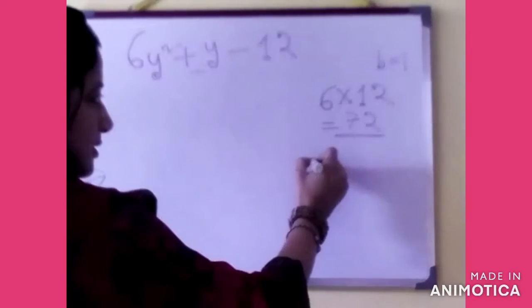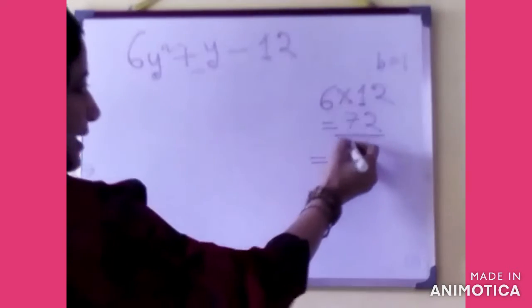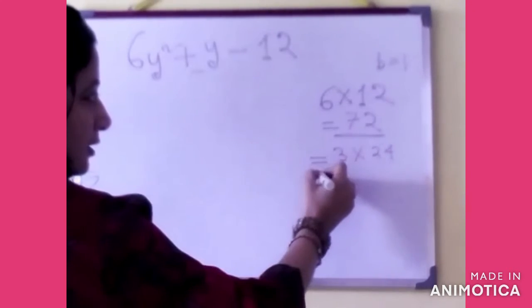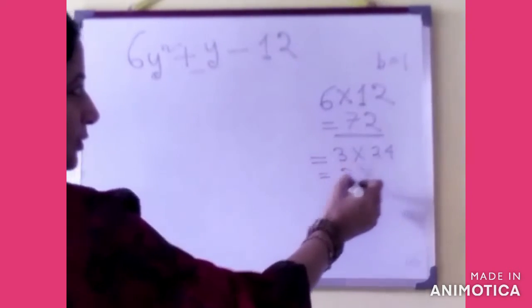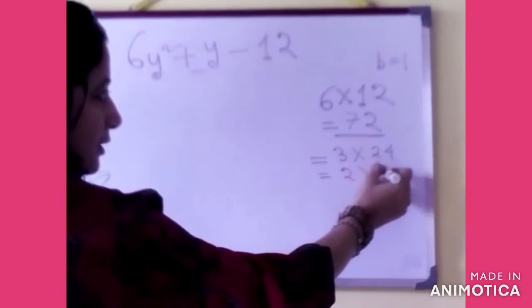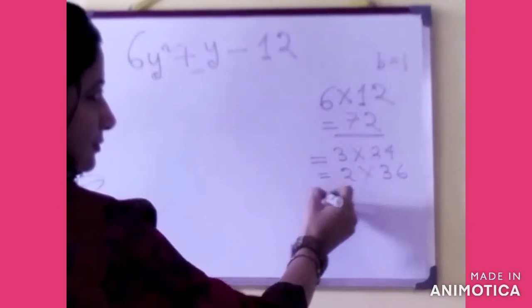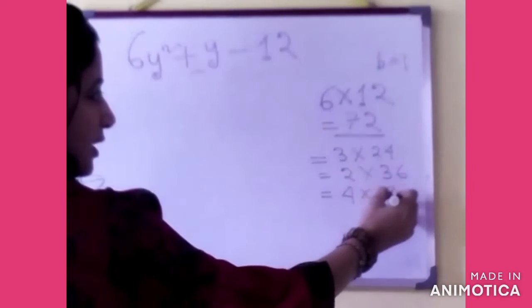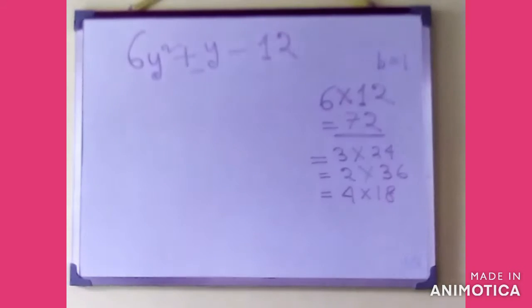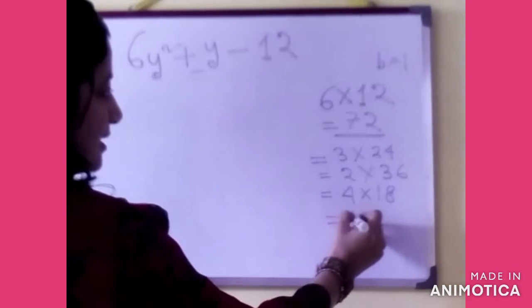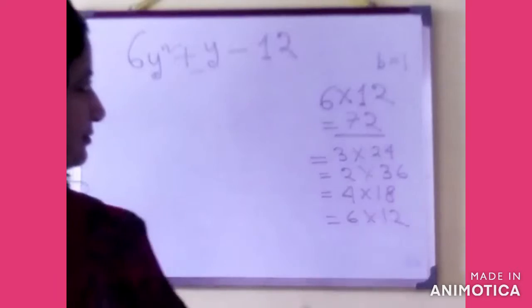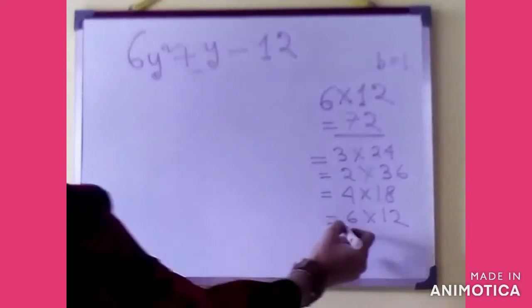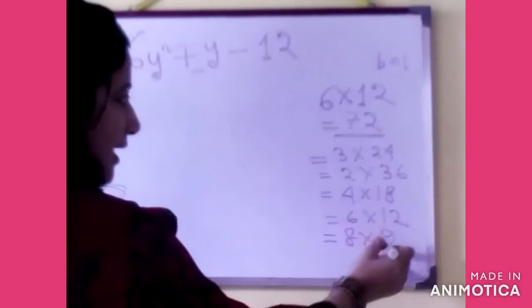Now I am factorizing 72. 72 means 3 into 24, 2 into 36, 4 into 18, 6 into 12, whatever we got from here, then 8 into 9.